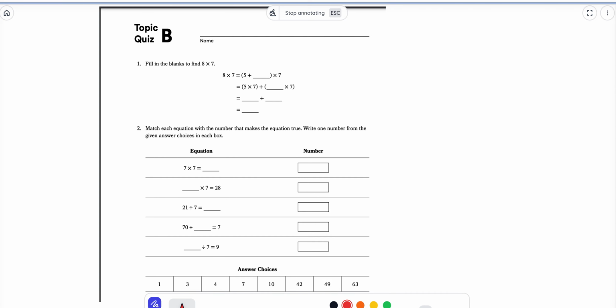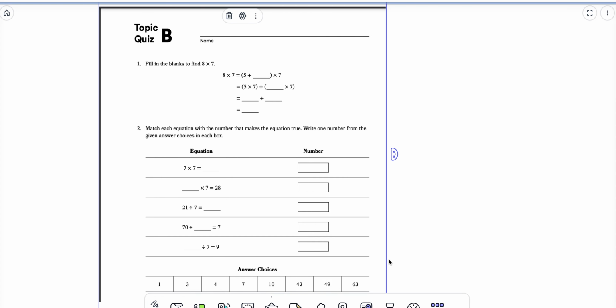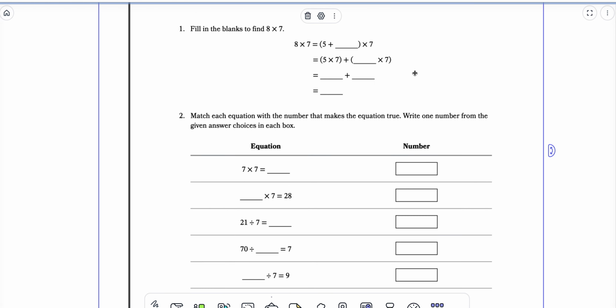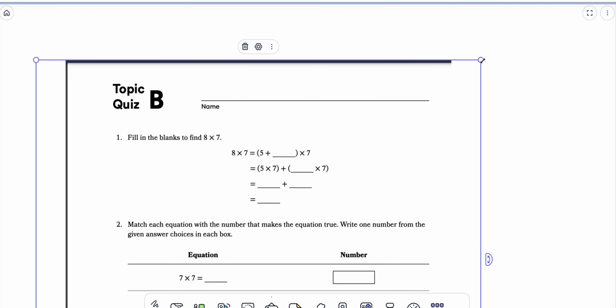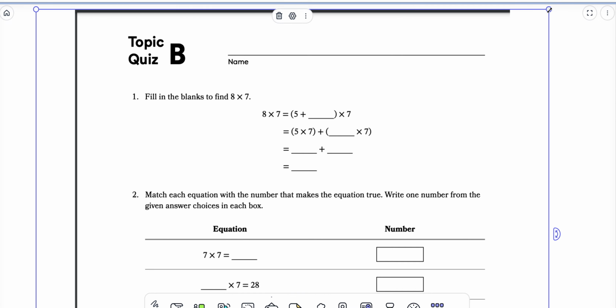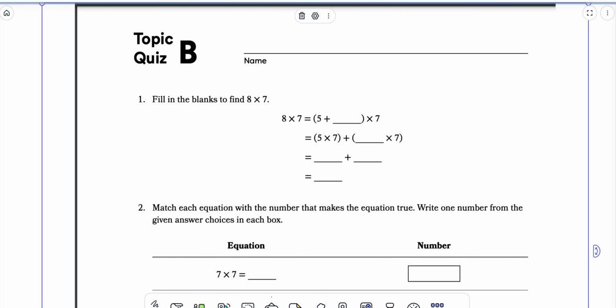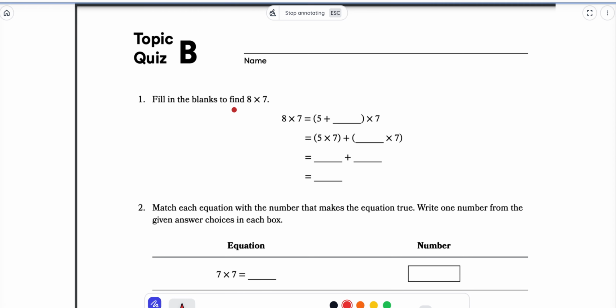We are looking at topic B, quiz. We are looking at version 2 for practice. Let's look at question number 1. I'm going to zoom in here so you can see it. Everybody can see it, correct? Remember to make the necessary corrections on your papers, and let's follow along.